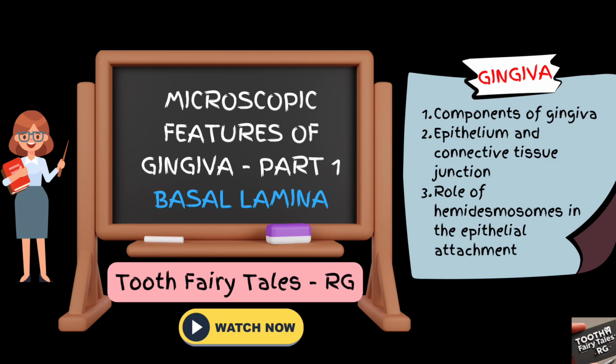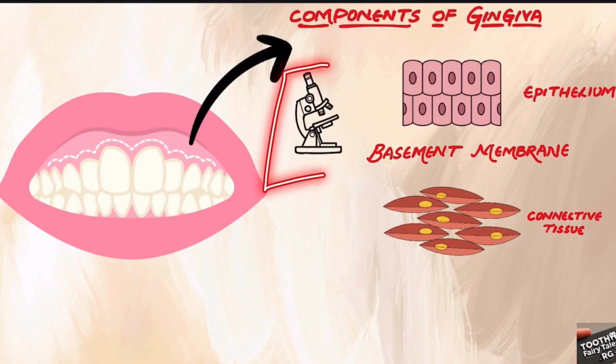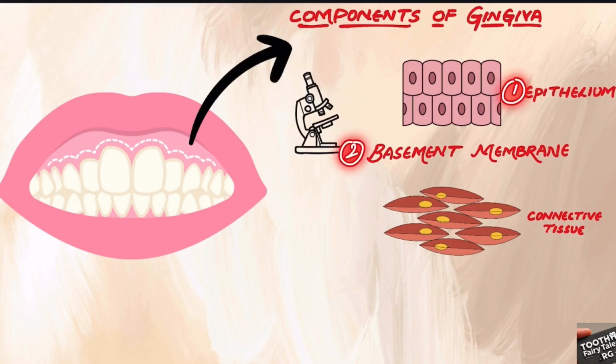In today's lecture, we are going to talk about microscopic structure of gingiva and how they are built to handle the forces from chewing. Let's start with the components of gingiva. When gingiva is visualized under microscope, three structures can be appreciated. First is epithelium, second is basement membrane, third is connective tissue.